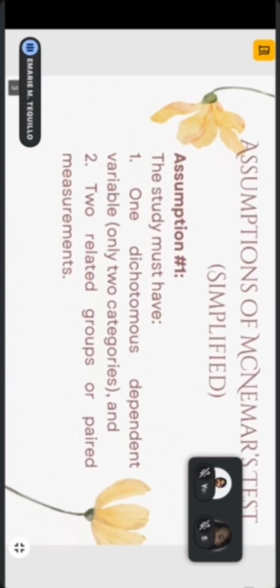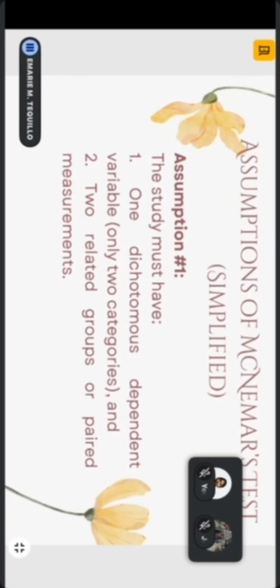Okay. So now we are here at assumptions of McNemar's test, simplified version. So who wants to read the slide? Anyone? Okay, Jezebel, you go read the slide. Assumption number one, the study must have one dichotomous dependent variable or only two categories and two related groups or paired measurements. Thank you, Jezebel, for reading.